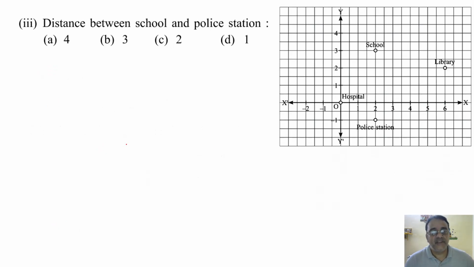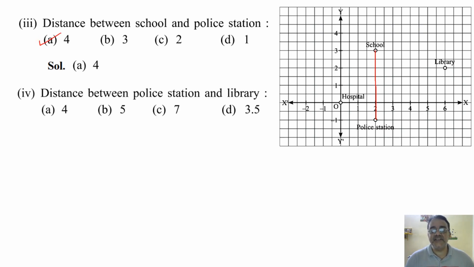Next question. Distance between school and police station. See, this you can find from here only, it is direct. This is parallel to the y axis, so we can find directly: 1, 2, 3, 4 units. So the correct option is the first one.